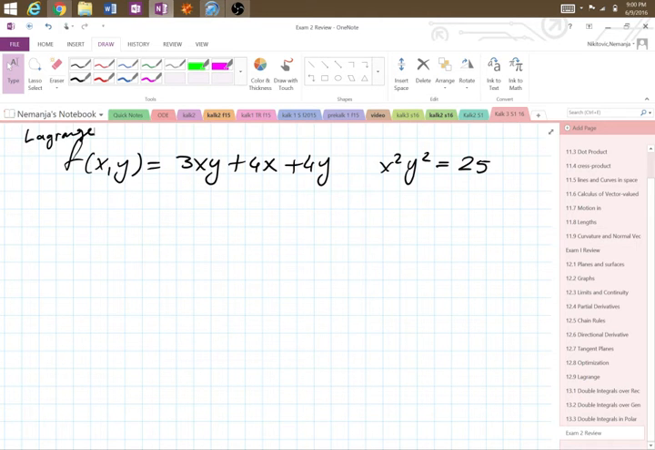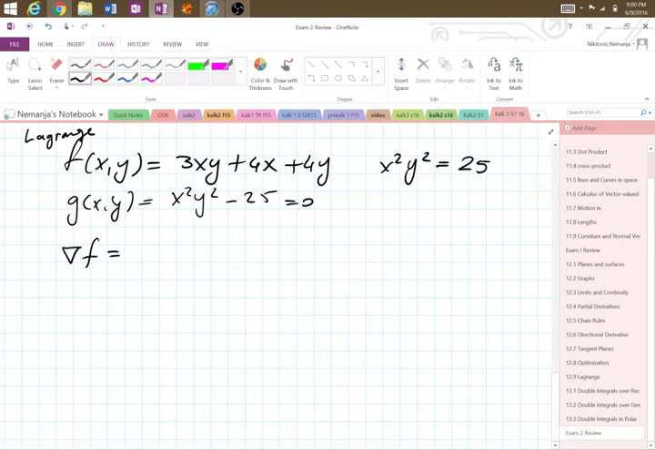Let's do Lagrange. So we have our function f. This is our function g. So function g is x squared y squared minus 25 equal to 0. So del f equals lambda del g, these are vectors.